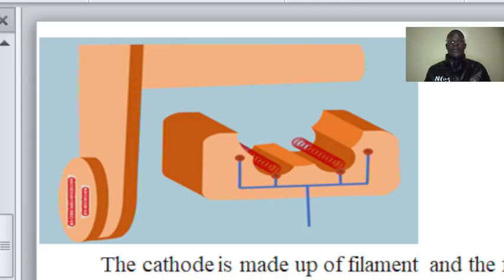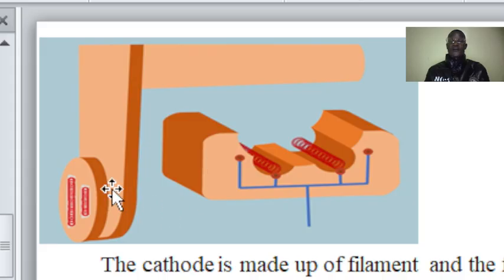We are going to talk about the filament or the cathode. Now, the cathode filament is made up of two parts. The first part is the filament, and the second part is the focusing cup. Now, a filament, let me show it. Now, this is the cathode. Cathode is made up of the filament and the focusing cup.